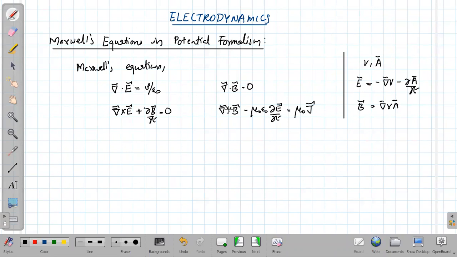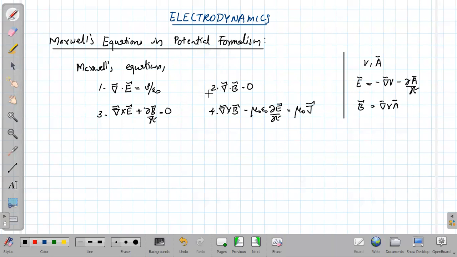But if you look at the other two, I will write down the numbers 1, 2, 3, 4. In equation number 1 and equation number 4, the right side contains the source. In the first equation, it contains the charge density rho, which produces the electric field, and equation number 4 contains the current density J, which produces the magnetic field. So rho and J are called sources. Equations 1 and 4 contain source terms, and 2 and 3 are just the homogeneous equations.